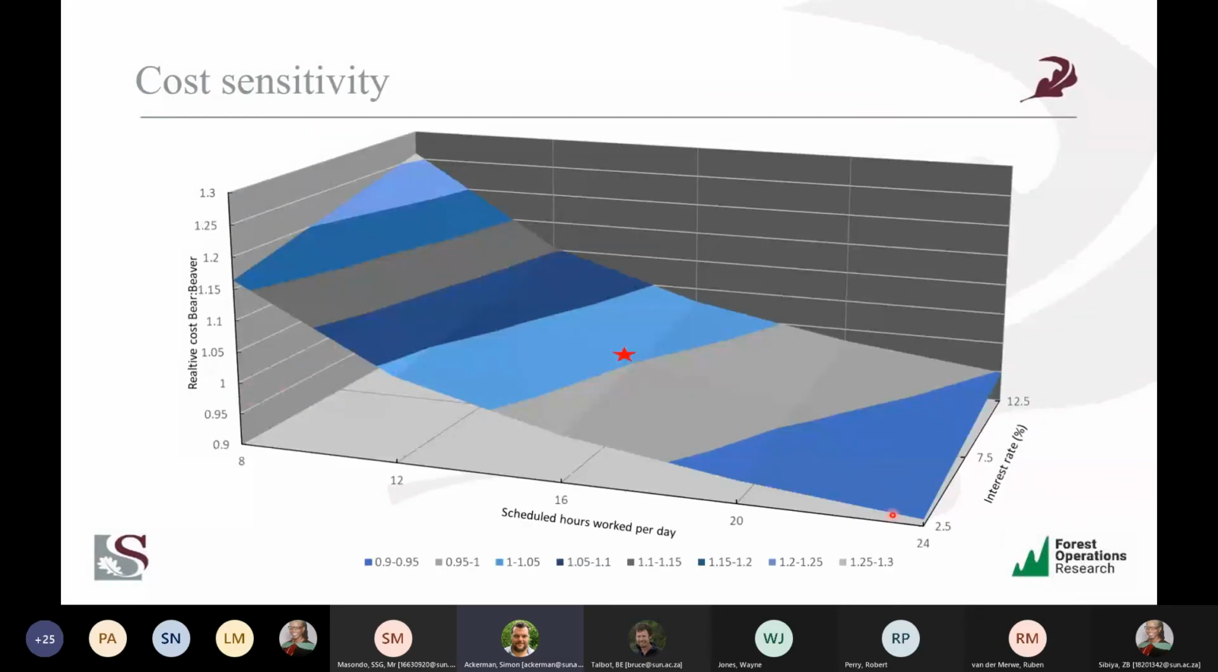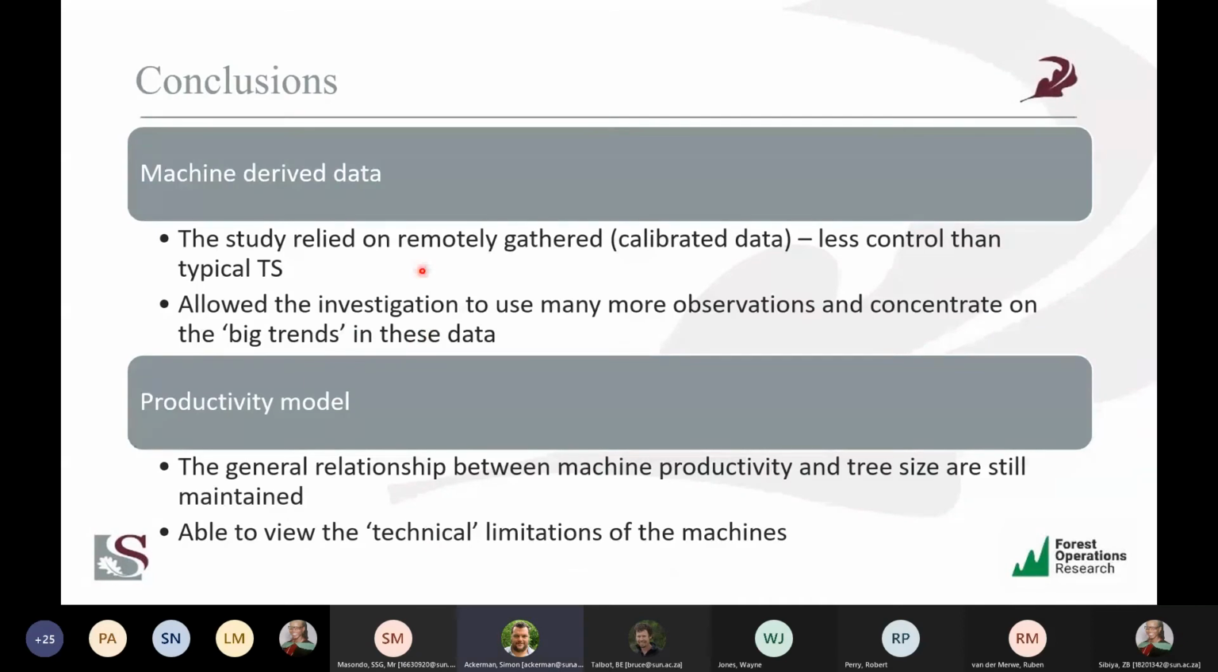In the opposite direction, you have down to the longer hours and then the lower interest rate, you have a reduction of about 10%, meaning the bear is cheaper to run in these particular situations. To conclude, I hope you haven't raced through this too long.